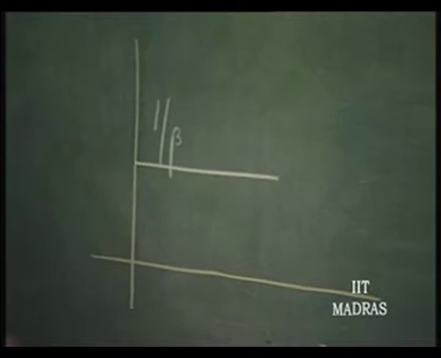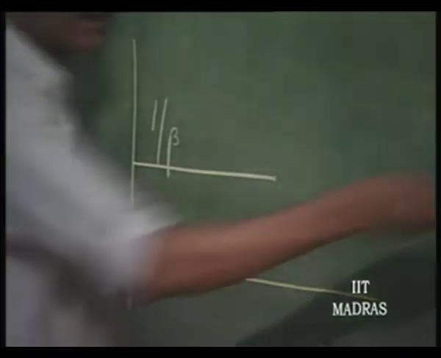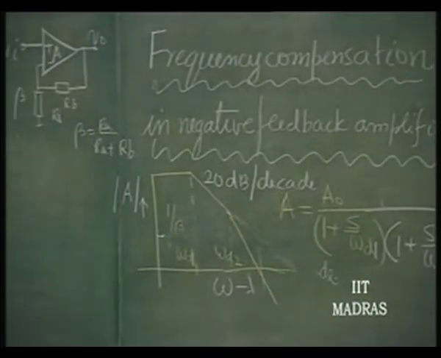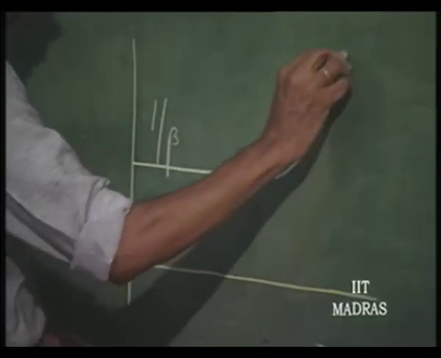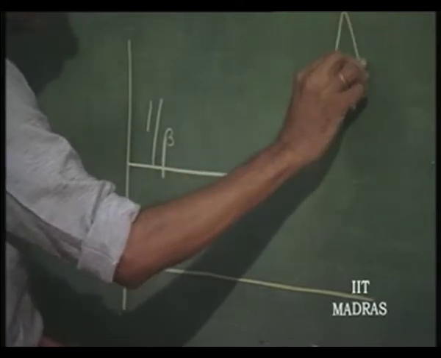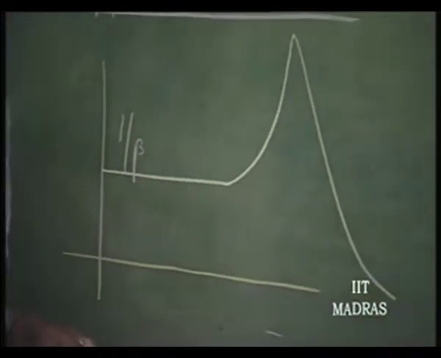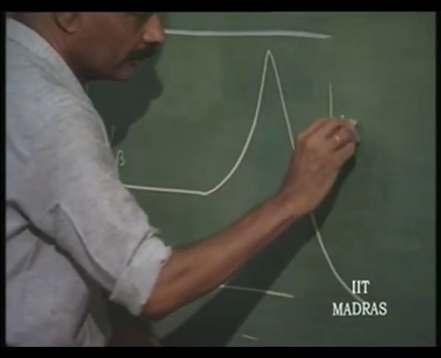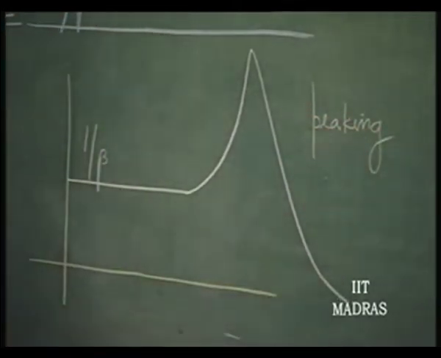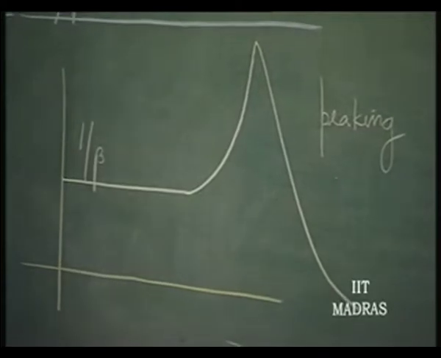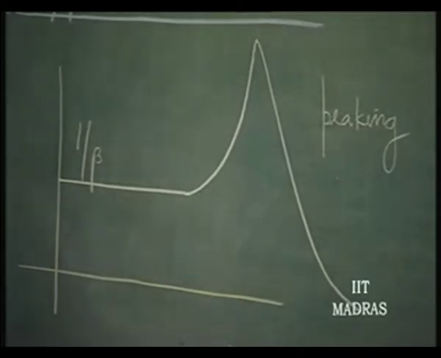At low frequencies, it is the same as this. But at high frequencies, what can now happen is that there can be what is called peaking, because the poles of this system can now become complex conjugate pairs. Let us see what it is.